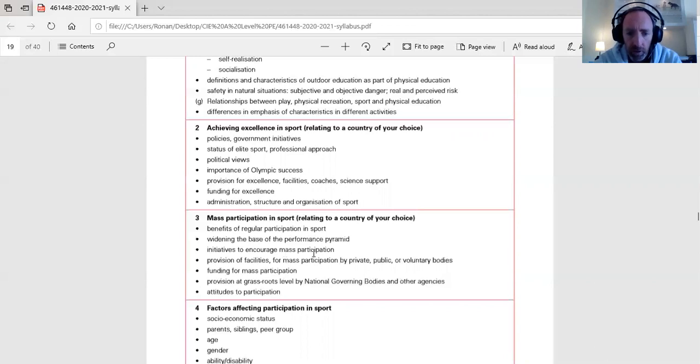Initiatives to encourage mass participation. Here we're looking at the initiatives or strategies provided by organisations such as UK Sport, Sport England, Youth Sport Trust, and then the initiatives also at a local level. So we're looking at government initiatives at a local level, also the provision of grassroots organisations, local clubs, voluntary organisations, etc. Provision of facilities, breaking that down into private, public and voluntary, a comparison of each one.